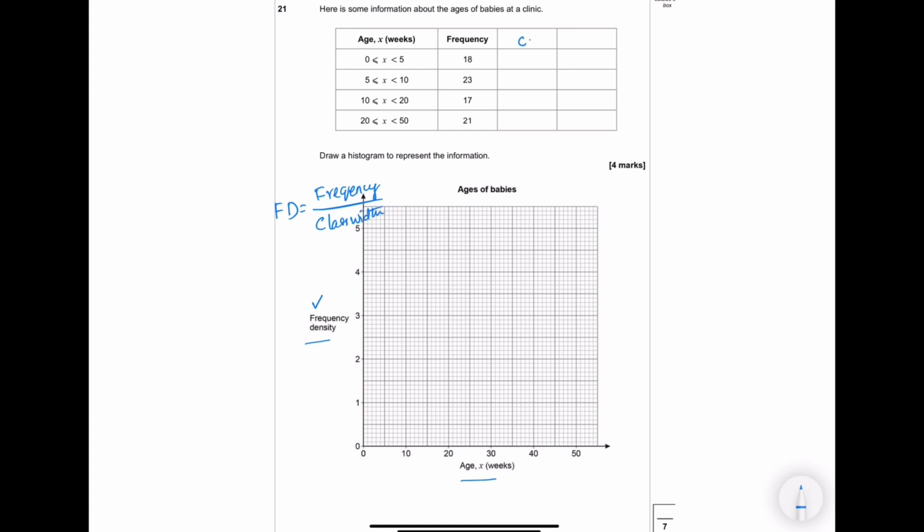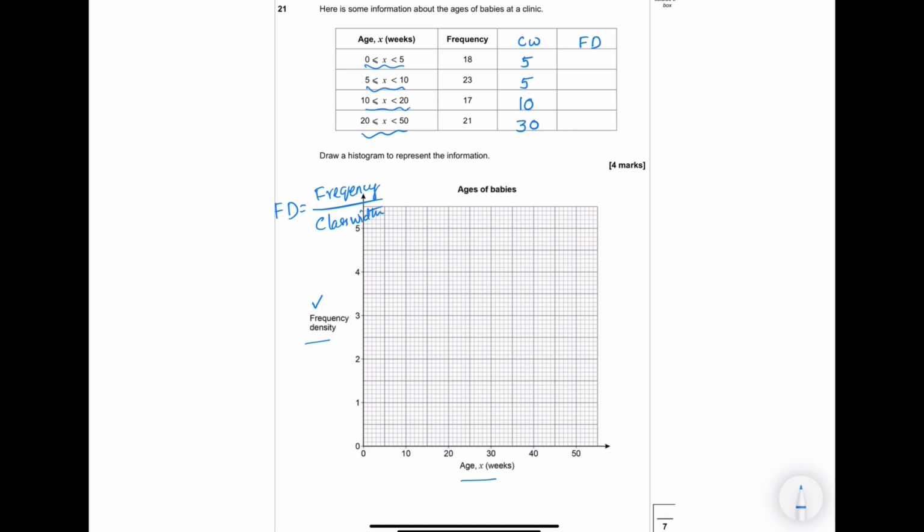So we need to work out the class widths for all these intervals. Class widths can be found by upper interval minus lower interval. So 5 minus 0 is 5, 10 minus 5 is 5, 20 minus 10 is 10, 50 minus 20 is 30. And now the frequency density: frequency divided by class width.